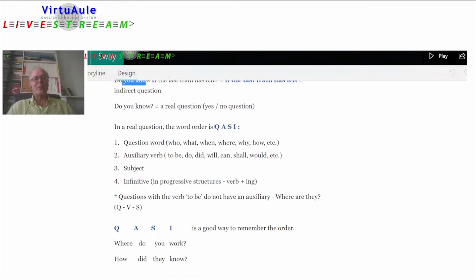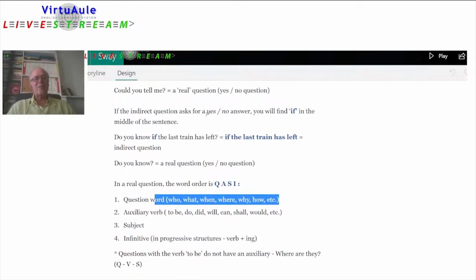In a real question, the word order is key. Students, this is very, very important. You have to get this into your head. Question word first: who, what, when, where, why, how much, how many, which. A lot of alternatives here, but question word first.